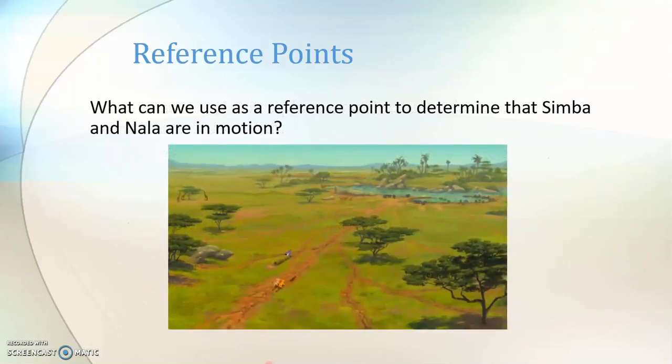So I'm going to show you some clips from some movies where characters are in motion. And while you're watching these clips, be on the lookout for things in the background that can be used as reference points. This clip is from The Lion King, so look out for objects that you could use as a reference point to describe that Simba and Nala are moving.